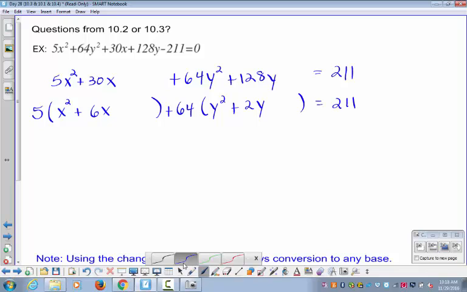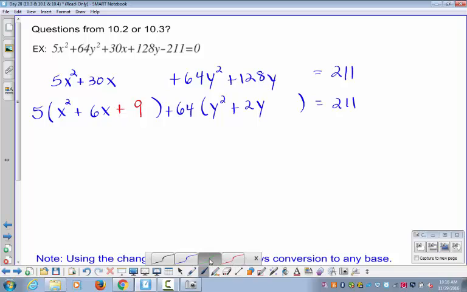So that's our first step. We're going to factor out those leading coefficients. And then we're in a position to do the divide by 2 and square. So with the x group, what are we adding into the blank here? 9. So we take the coefficient of x, divide it by 2, and then square it. So 6 divided by 2 is 3, 3 squared is 9.